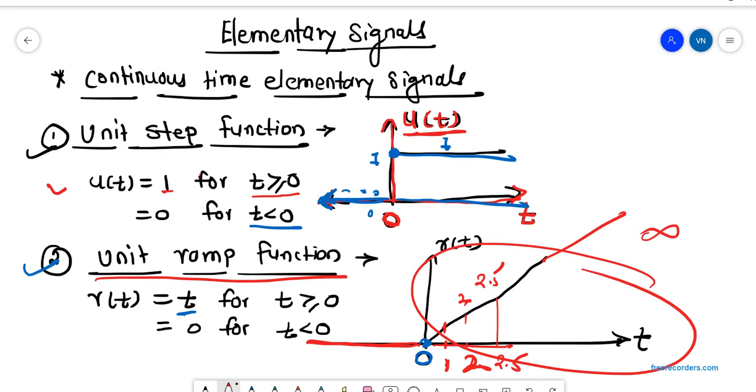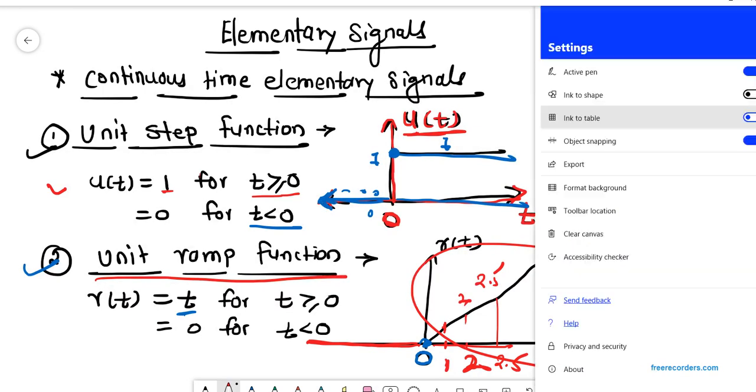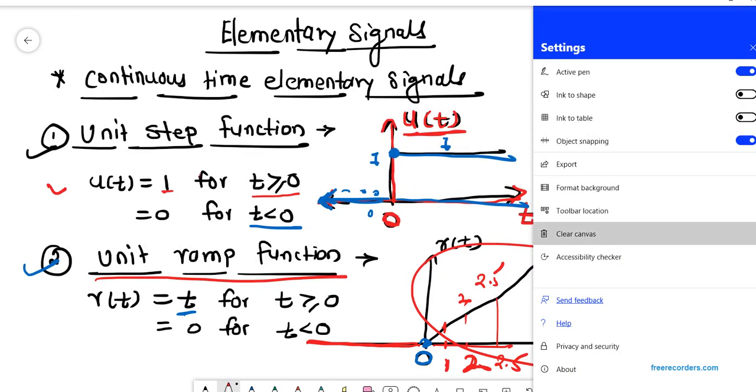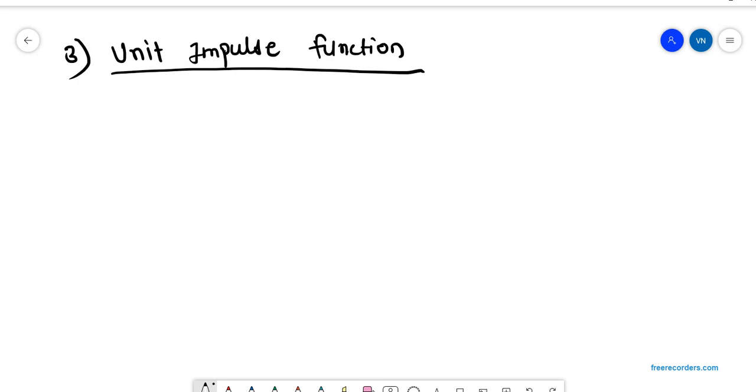Okay, so now next, third function, unit impulse function. So what is meant by the unit impulse function? So unit impulse function is defined by the del of t equal to 1 for t is equal to 0 and del of t is equal to 0 elsewhere.